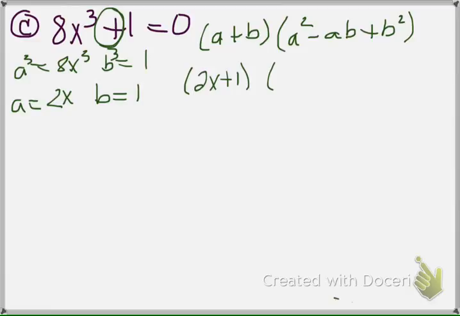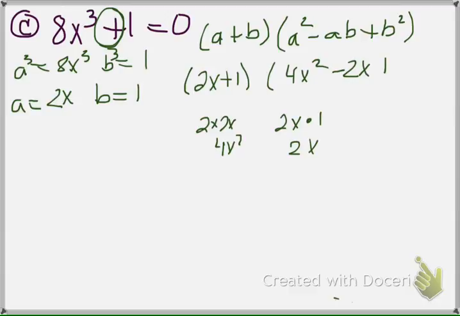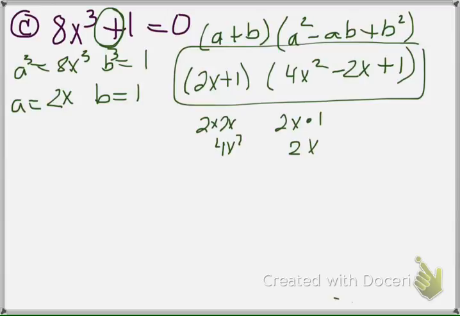And then we're looking for a squared. That would mean we have to take your a, which is 2x. 2x times 2x is 4x squared. So we put a 4x squared here. And then we have a times b, which is 2x times 1. And 2x times 1 is just 2x. So because it has subtraction, make sure you write down a subtraction. And we put minus 2x. Then we're looking for b squared. And that's just 1 times 1, which is a 1.